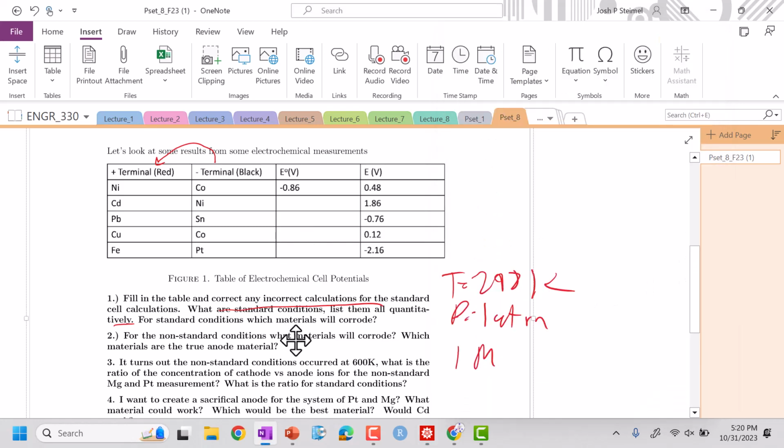For the non-standard conditions, what materials are going to corrode? For the non-standard conditions here, this will corrode, this will corrode, this will corrode, this will corrode, and negative, so that means this will corrode as well. Excellent. Which materials are the true anode material? The true anode will be the ones that corrode. So this, this, this, this, this, and the non-standard conditions. Got it.